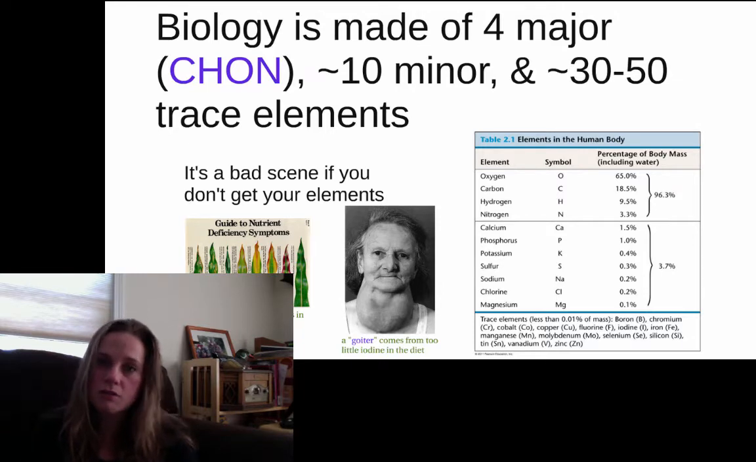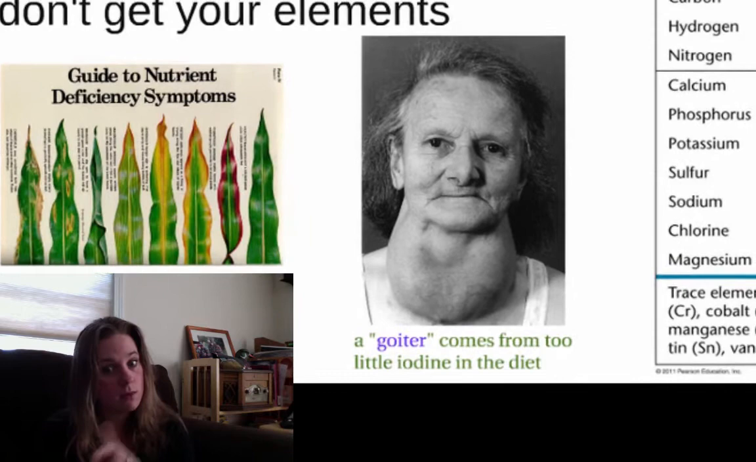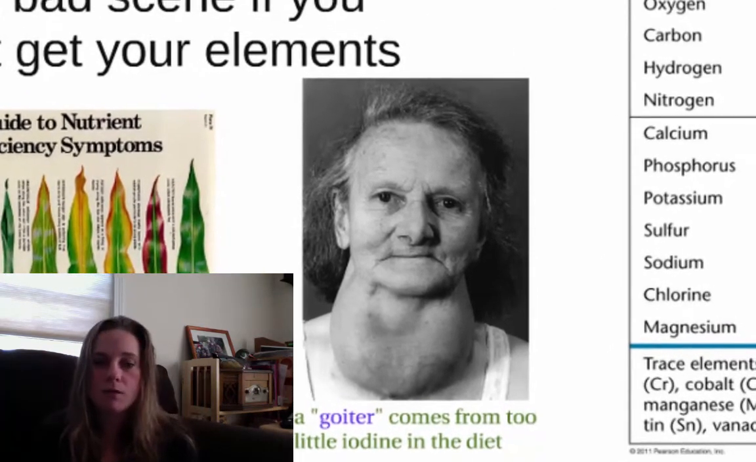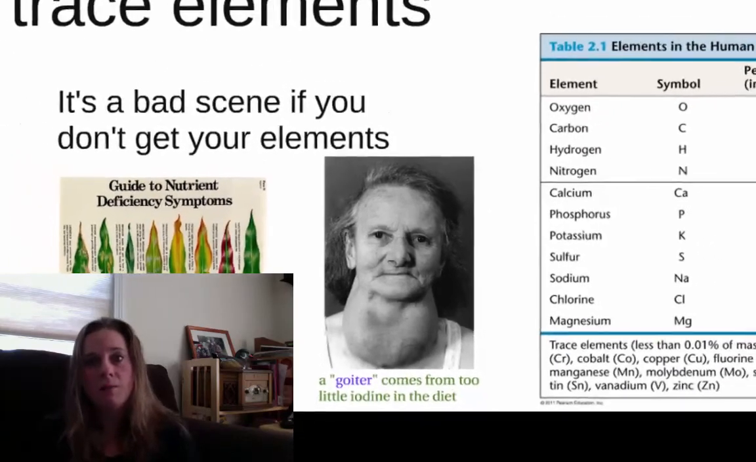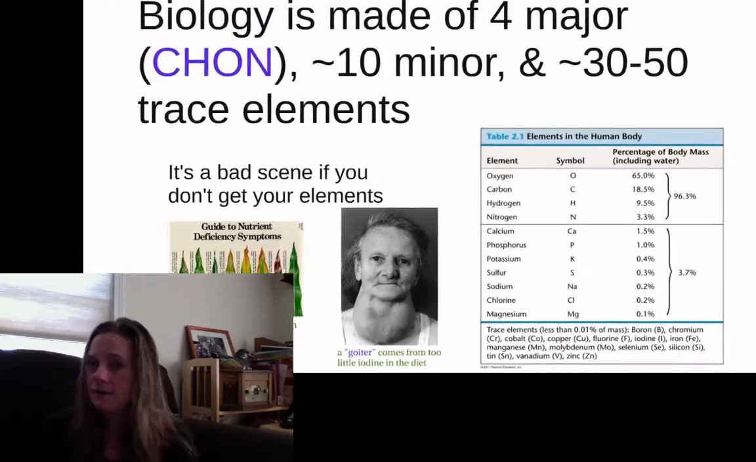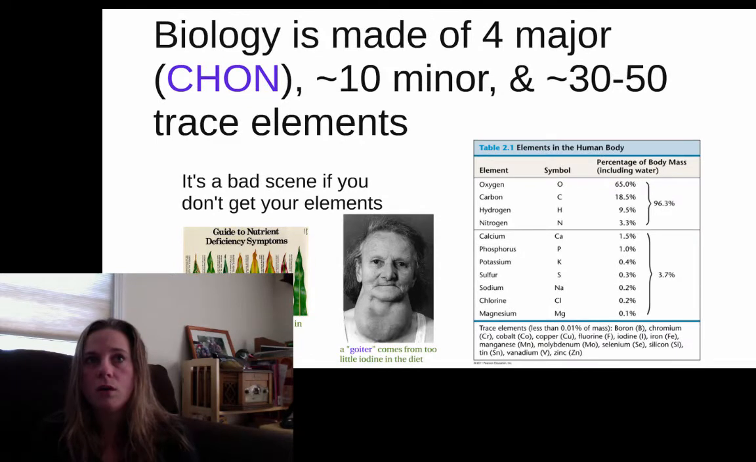So you get nutrient deficiencies. Wouldn't want to have a goiter like that one. And that's from when you don't have enough iodine. To alleviate that, this is why our salt is iodized, because iodine is a pretty important element when it comes to our thyroid function.